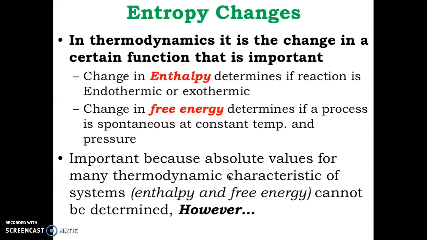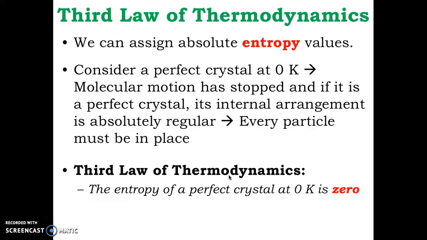in thermodynamics, it is the change that we're going to be looking at. So it is the change in a certain function that is important. So change in enthalpy determines if a reaction is endothermic or exothermic, negative delta H being exothermic and positive delta H being endothermic. And our change in free energy determines if it is spontaneous or not at constant temp and pressure. So this is important because absolute values for many thermodynamic characteristics of systems like enthalpy and free energy cannot be determined. However, we can assign an absolute entropy value.